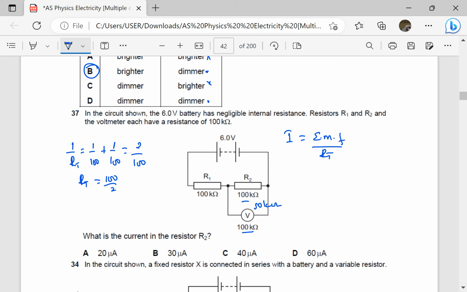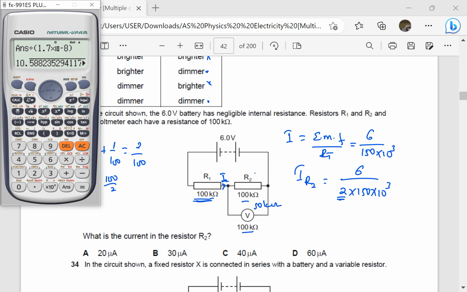So here we have 50 in series with 100. That gives us 150 kilo ohms. So this is going to be e.m.f, which is 6, divided by 150 times 10 power 3. That is the total current which is entering this junction, but because they are identical, it divides equally. So I'm going to divide this by 2 to find the current through R2. So I through R2 is going to be 6 divided by 2 times 150 times 10 power 3. This 2 here, I'm dividing the total current I by 2. It is divided equally at the junction because the resistors are identical.